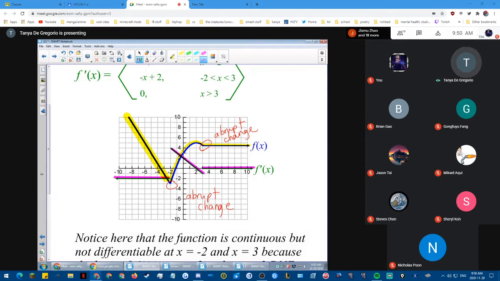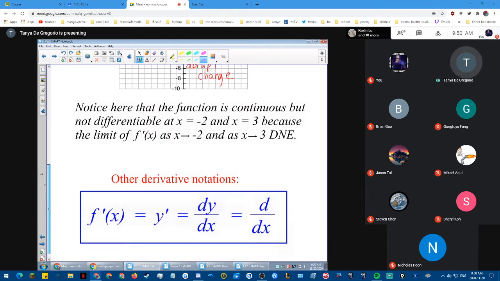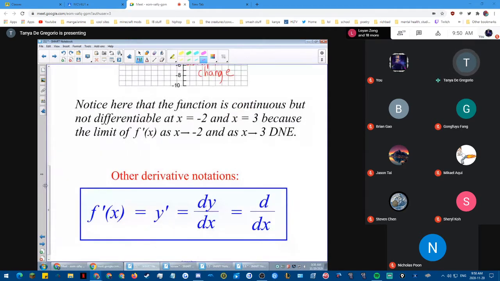And meanwhile, this function is continuous, isn't it? The original function is a continuous function, but because it has these abrupt changes, there are points where you cannot take the derivative. The derivative does not exist. Cool? So notice here the function is continuous, but not differentiable at x equals 2 and x equals 3, because the limit does not exist. It doesn't equal the same. The left-hand limit does not equal the right-hand.